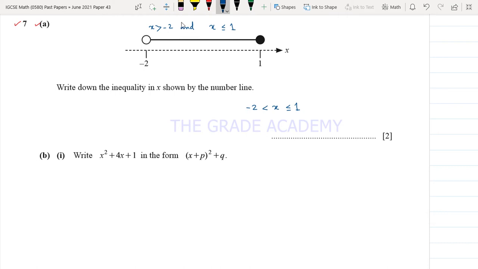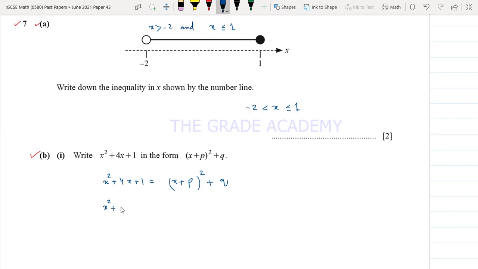So now in part B, write x squared plus 4x plus 1 in the form x plus p whole square plus q. Okay, so we have to write this quadratic expression in this form, and this form is called completing square form. Okay, so we have to express the given quadratic expression in completing square form. So to express this quadratic expression in this completing square form, we will take it equal to that completing square form and then solve for p and q. Okay, so by setting these two expressions equal, we will solve for p and q.